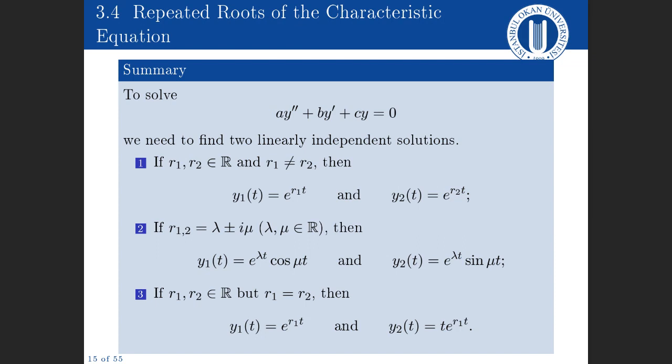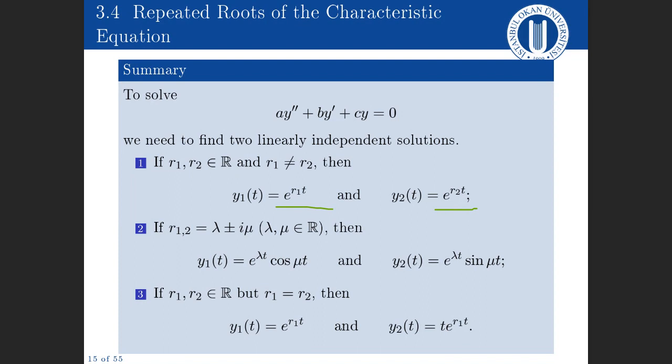So let's just do a summary of what we know about second order linear differential equations with constant coefficients, which are homogeneous. To solve an equation like this, we need to find two linearly independent solutions. If the roots of the characteristic equation are different real numbers, then we have the easiest case. The two functions that we want are e to the power r1 t and e to the power r2 t.